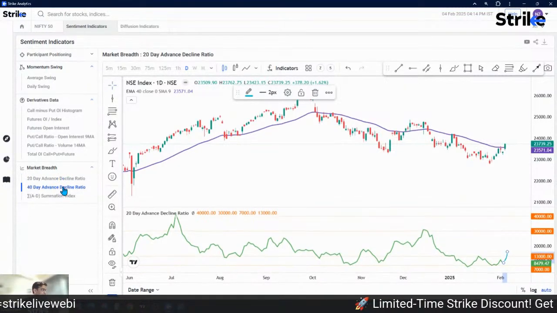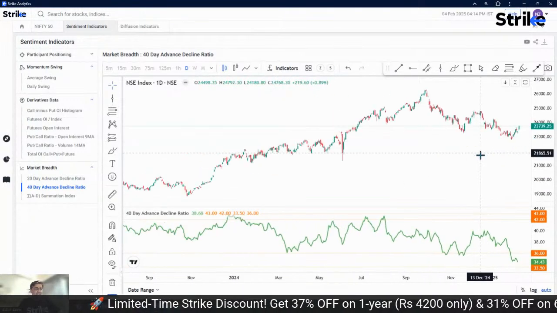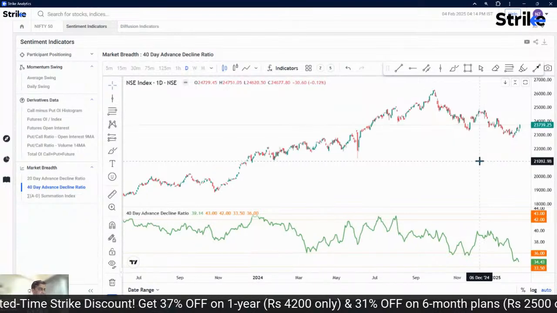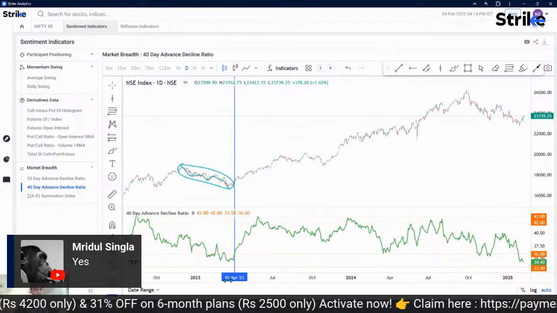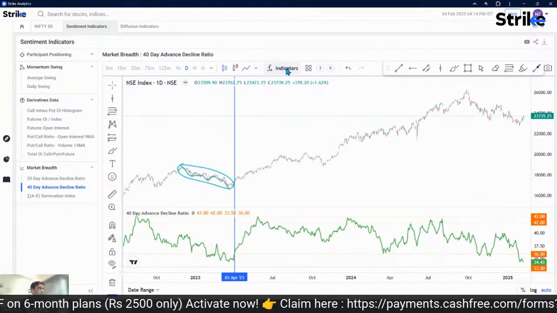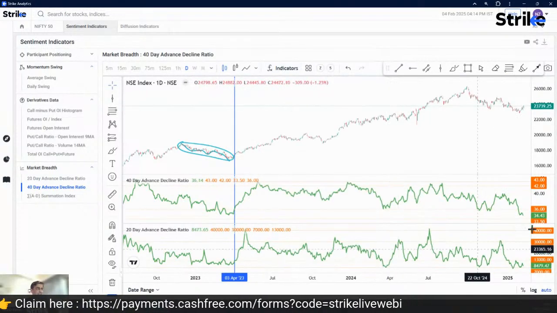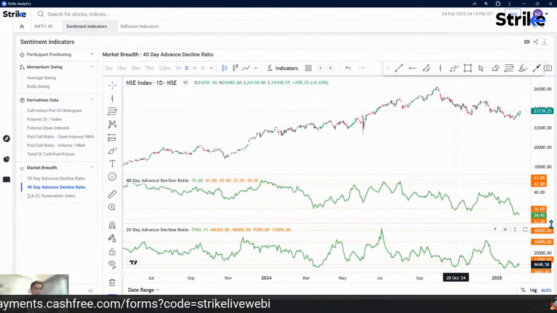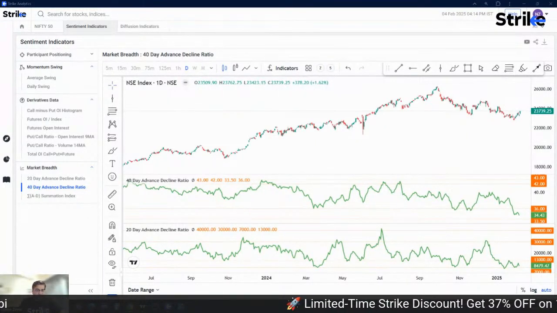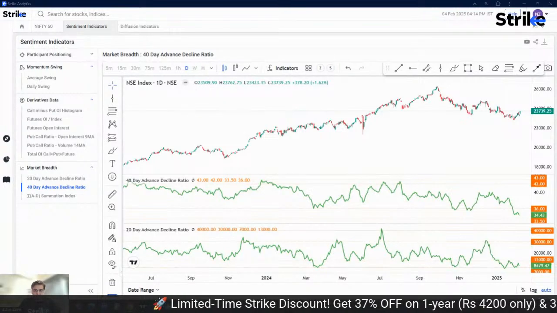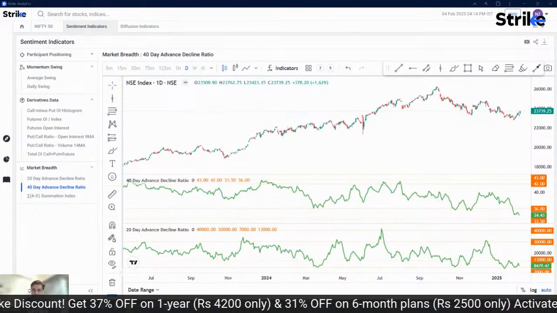And then finally coming to the 40-day advance decline ratio. All right. This indicator again will be like a longer term indicator, wherein it will have an extreme. It works just like the 20-day advance decline ratio. So you can have a combination of both. You can put up the 20-day and 40-day advance decline ratio on the same chart like this. All right. And you can have a look at it. Clear? Any other doubts, questions? Feel free to ask me, please.